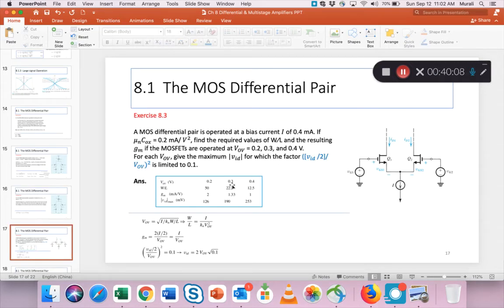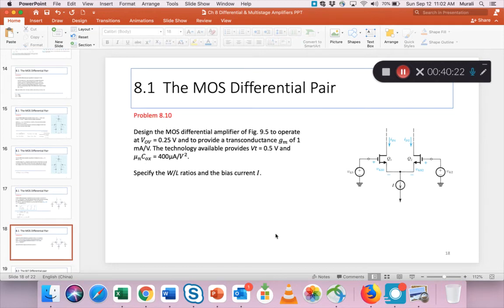I haven't done the other two, but the method is pretty much the same. Okay, so I hope that was helpful in understanding the whole linearity business and what can be the maximum amplitude of the VID. And we have problem 8.10 from the back.